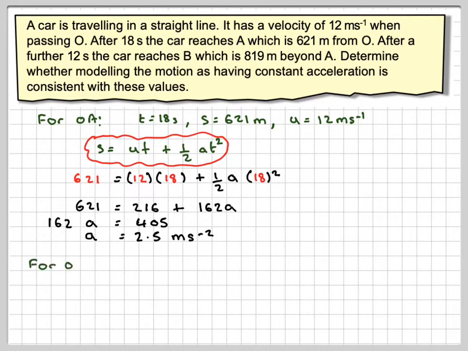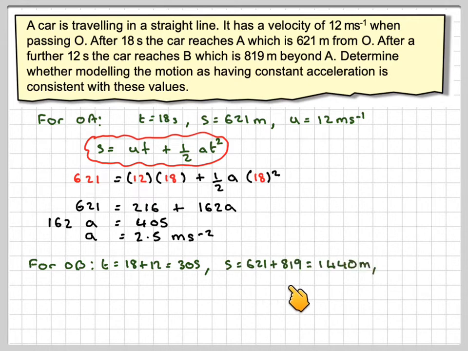Right, for OB, we need to be a bit more careful because t will actually now be 18 plus 12, because don't forget B is beyond A. And that s will be 621 plus 819, which is 1,440 metres. And therefore u will be equal to 12 metres per second.